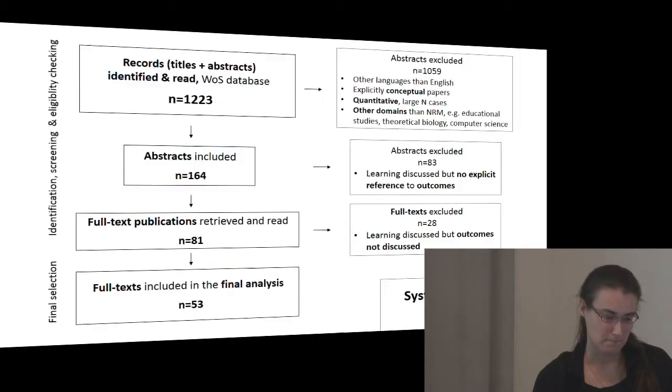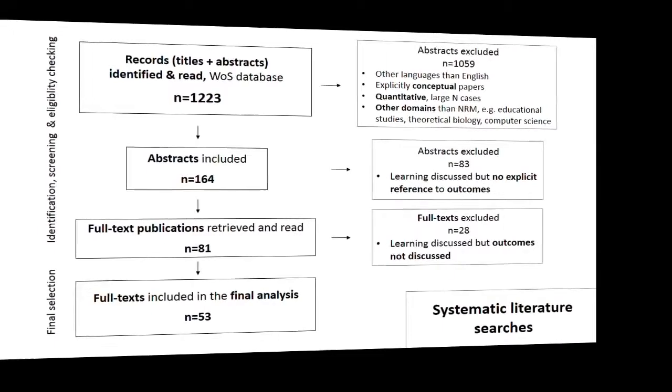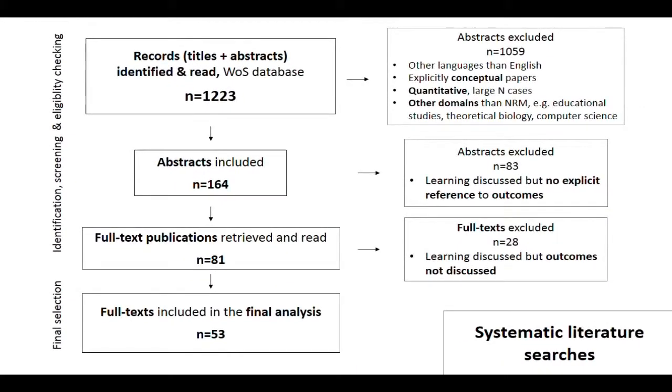And so we ended up with this kind of search model or search depiction. And we went from over 1,000 records to about 50 final papers included in the analysis. So we call this a systematic literature search, but the analysis is more qualitative.